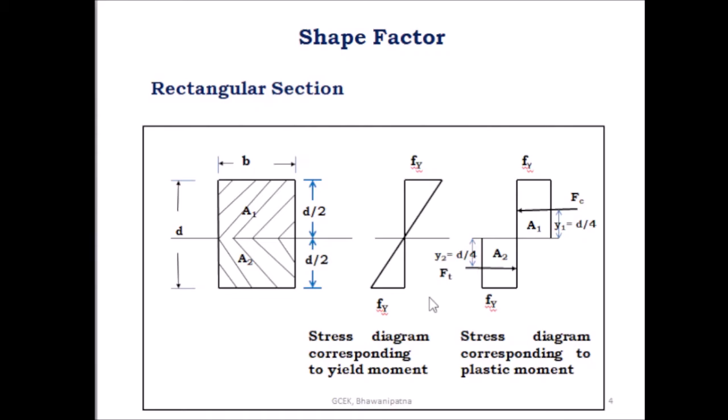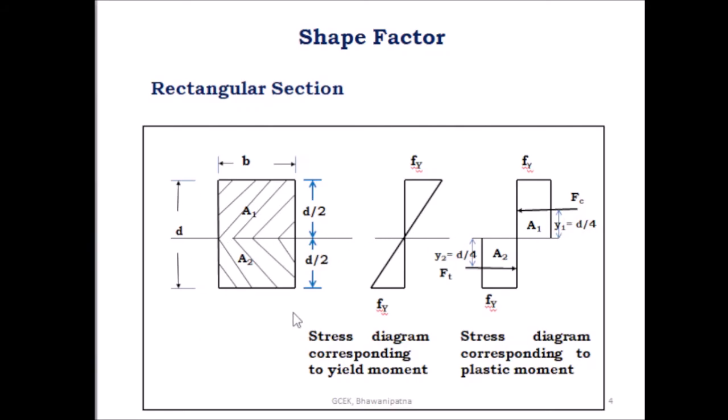Then coming to the shape factor of different sections. First we will discuss the shape factor of the rectangular section. So let us take a rectangular section, this one, and the width of the rectangular section is B and the depth of the rectangular section is D. And this is the neutral axis.